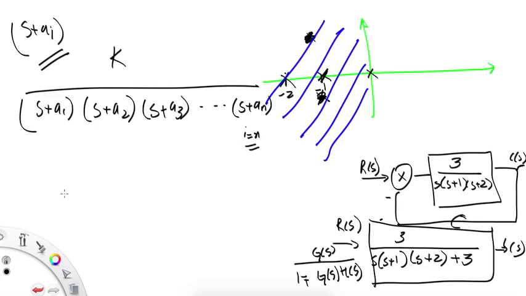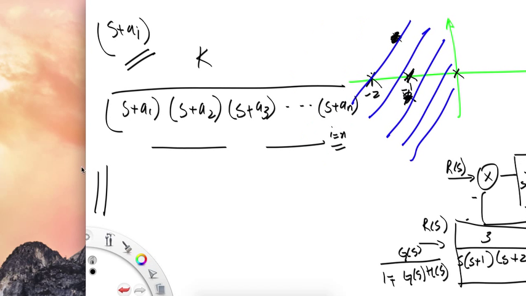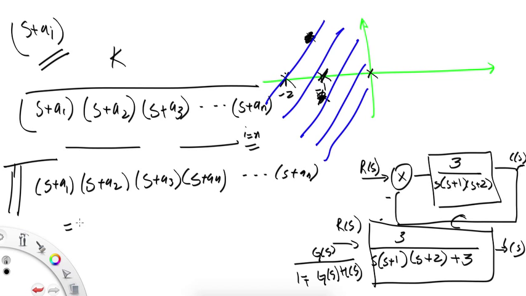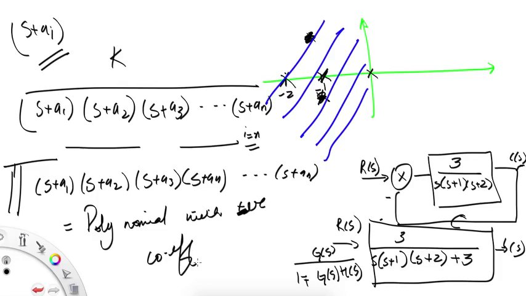Okay, and one more technicality is that if we take the product of all of these factors, that is, if we take the product of (s plus a1), (s plus a2), (s plus a3), (s plus a4), and all the way down to (s plus an), what do we get? Well, you will get a polynomial with positive coefficients.